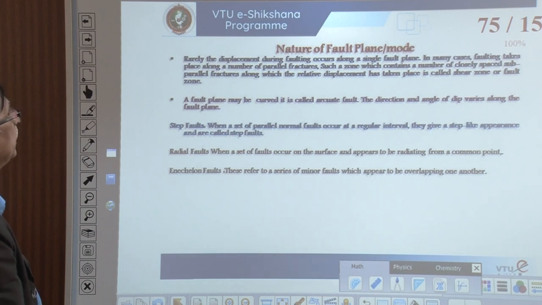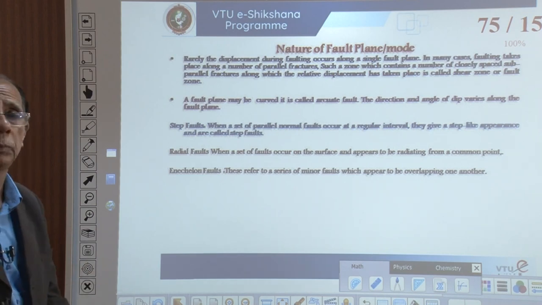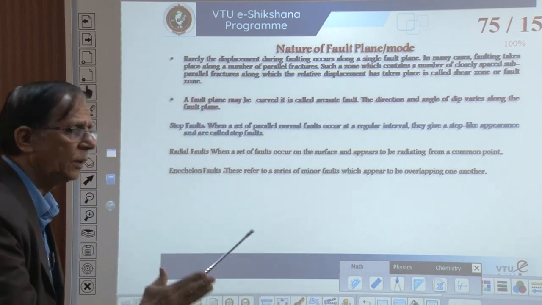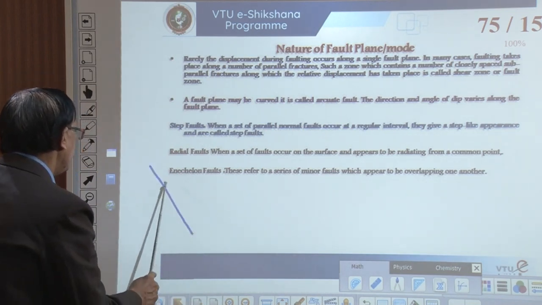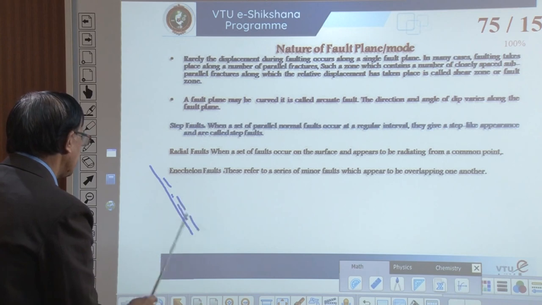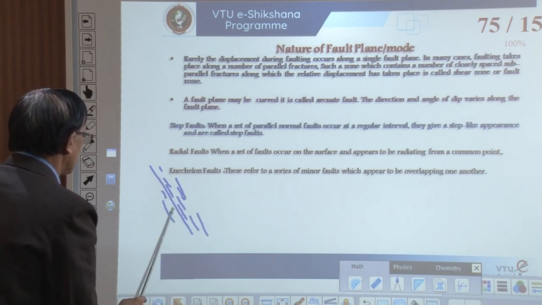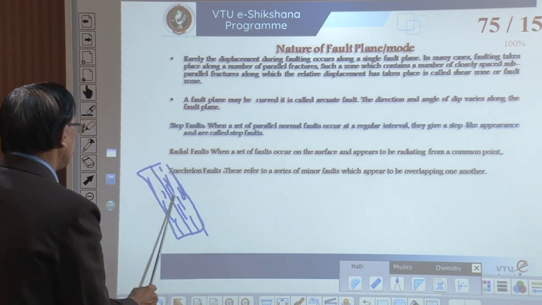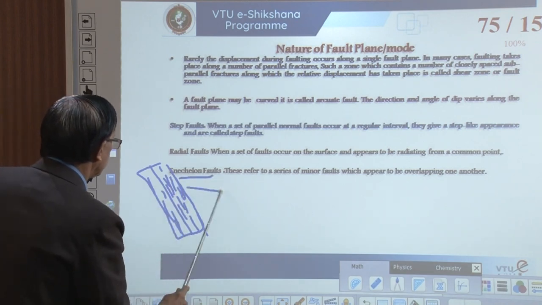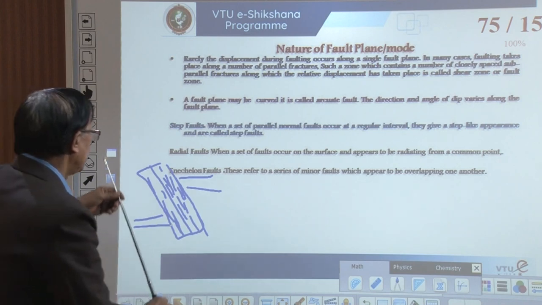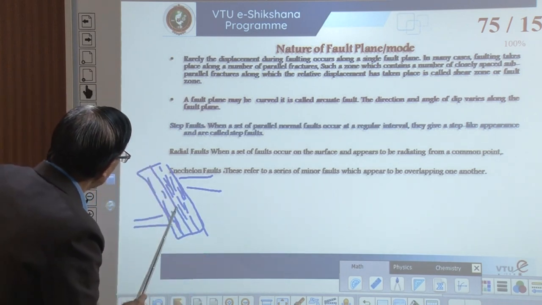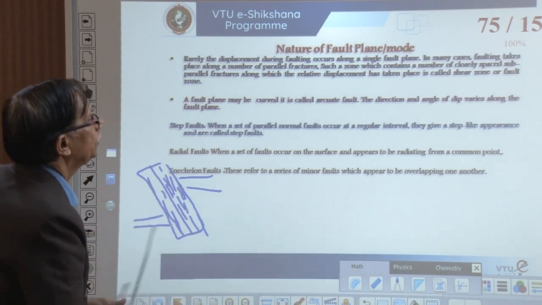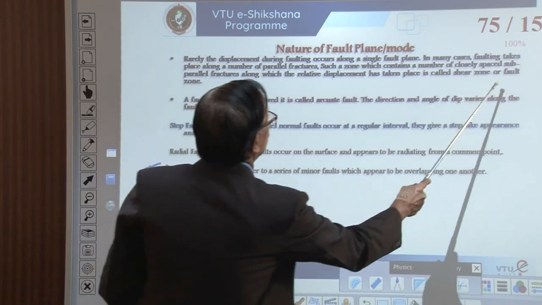Based on the nature of the fault plane or mode, people classify faults. But rarely does displacement during faulting occur along a single plane. If this is the plane, there are several fractures taking place parallel to that. Not a single plane, it is a zone along which there are many small cracks, and one block is here, another block is here. Generally, if movement takes place along several small cracks that are more or less parallel, we call them a fault zone.